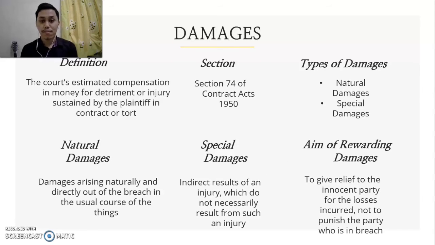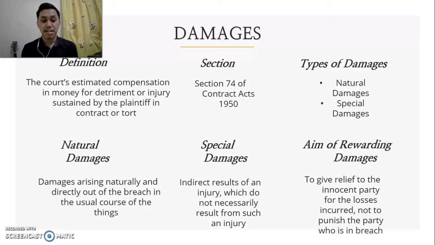We go to the first type of remedies, which is damages. Damages is defined as the estimated compensation in money for detriment or injury sustained by the plaintiff in contract or tort. The section is Section 74 of the Contract Act 1950. There are two types of damages, which are natural damages and special damages.